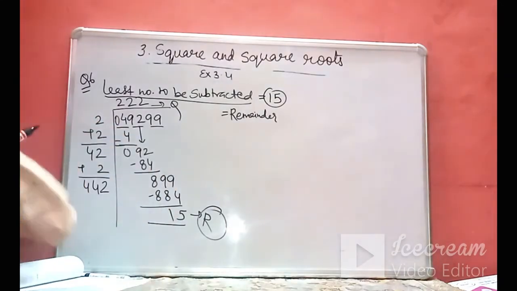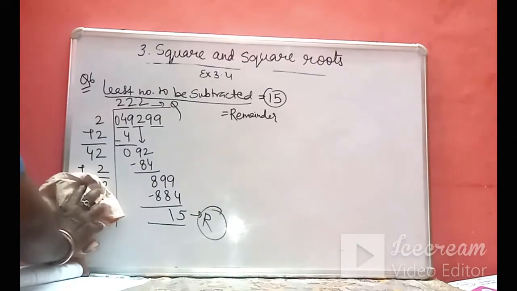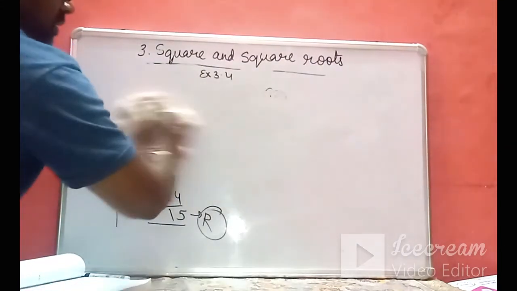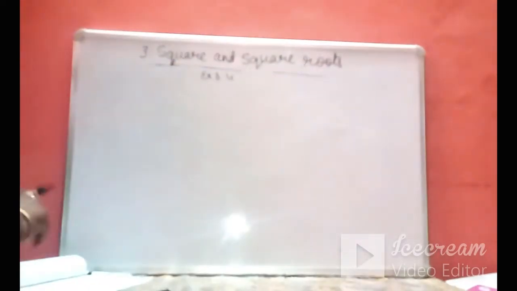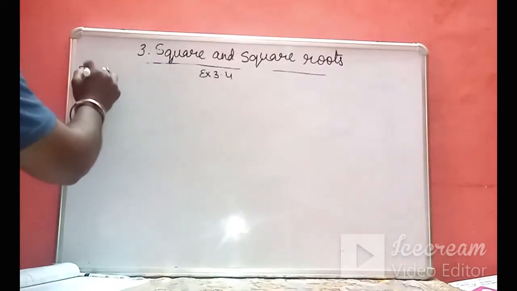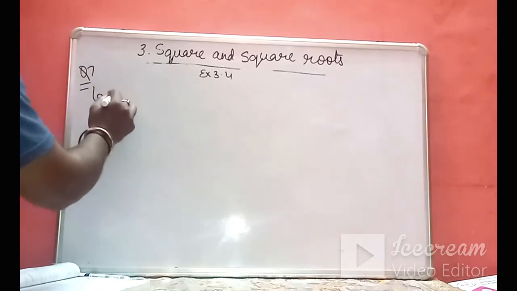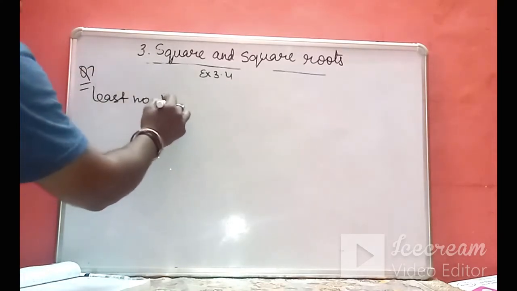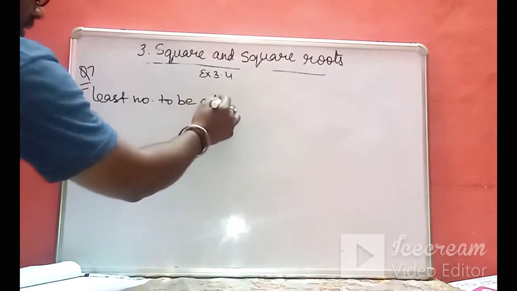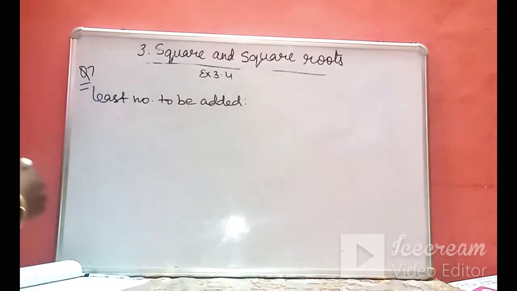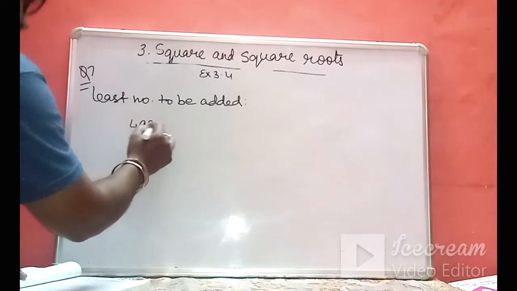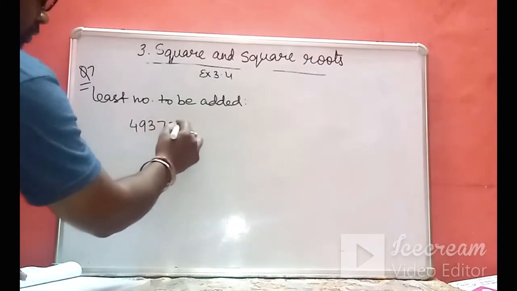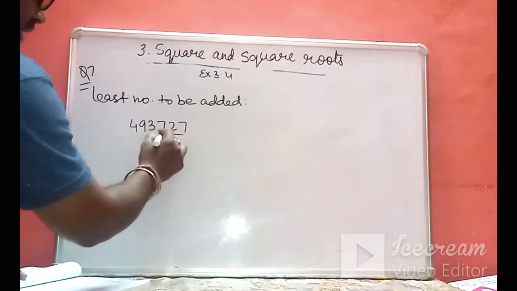Now for question number 7. In question number 7 we have to find the least number to be added. The number is 493,727. Again we will form the pairs like this.